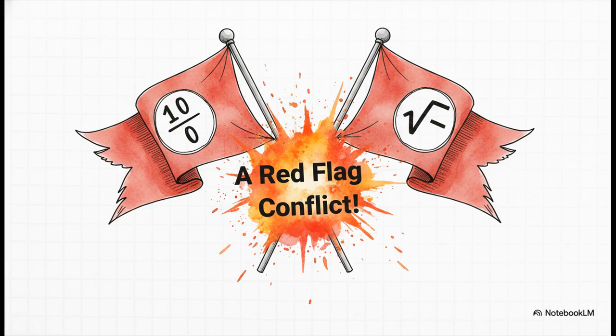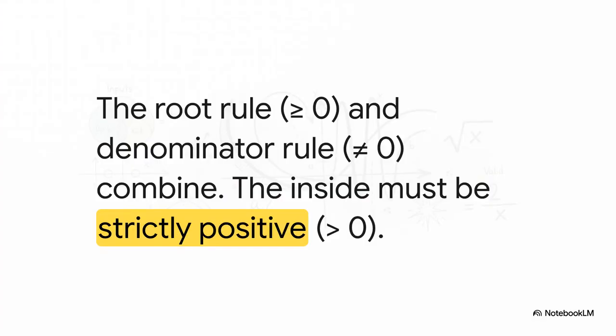We're going to look at a function that has a variable in the denominator and a square root. Let's do it. Okay, so check this out. Our two rules are kind of in conflict here, right? The square root part tells us that the inside, the 5 minus x, has to be greater than or equal to 0. But wait, that whole thing is in the denominator, and we know the denominator can't equal 0. So what do we do? We combine them. If it has to be greater than or equal to, and also not equal to, what's left?